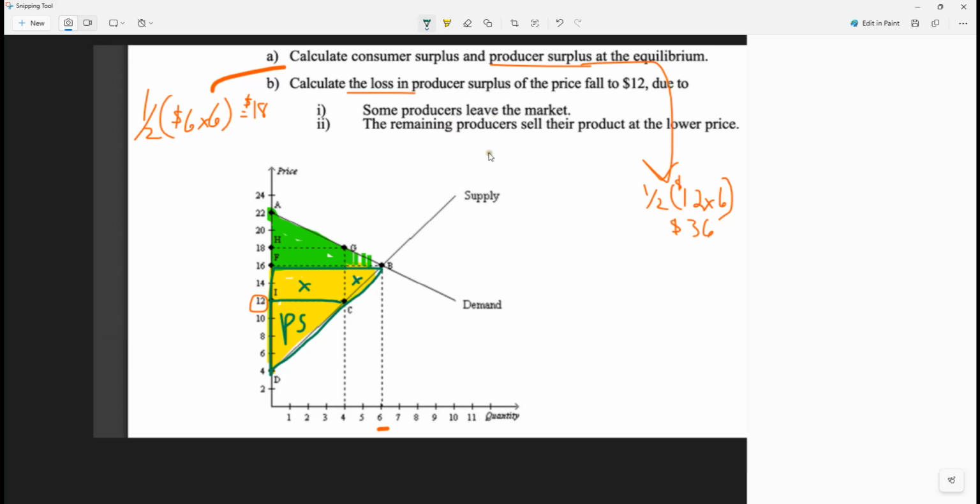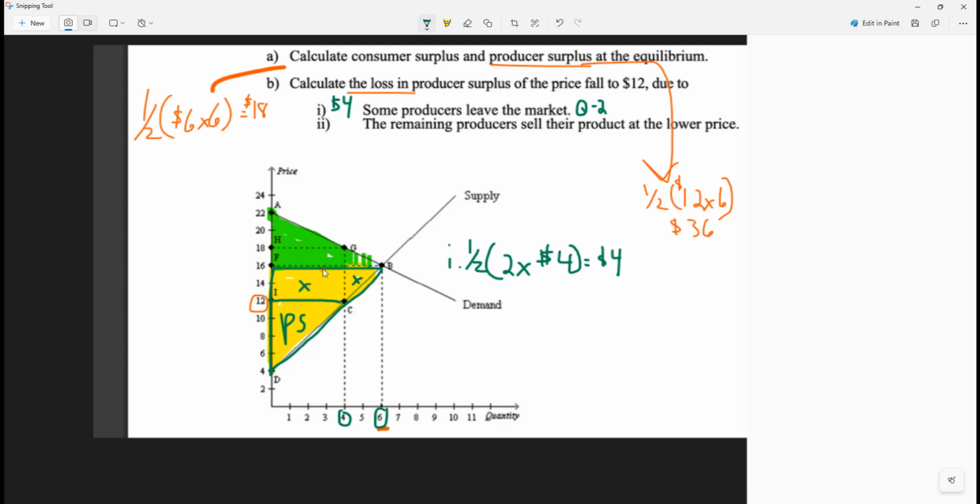They're saying some producers leave the market. So we were producing 6, and now we're only producing 4. So we're going to have a quantity of 2 fewer, and then we want to calculate the value of that. So for this part 1, it's just this triangle here. So it would be 1/2 times units are 2 times a price here would be 4. And so that would be 8, and then half of that would be $4. So we lose $4 on the producers that leave the market.